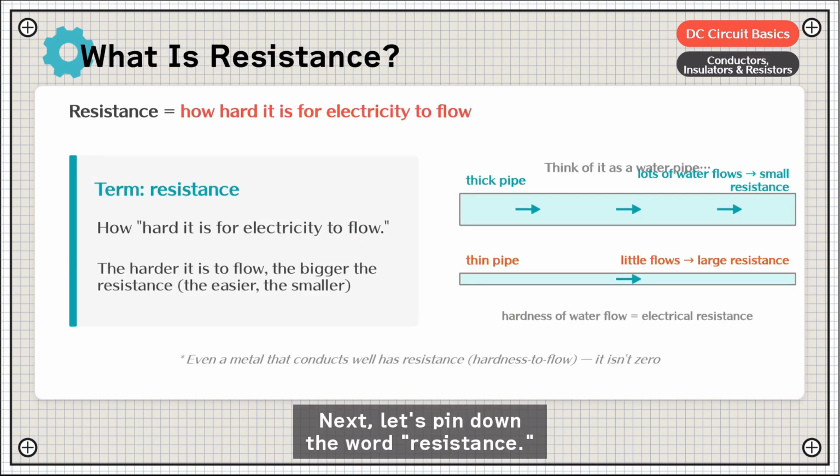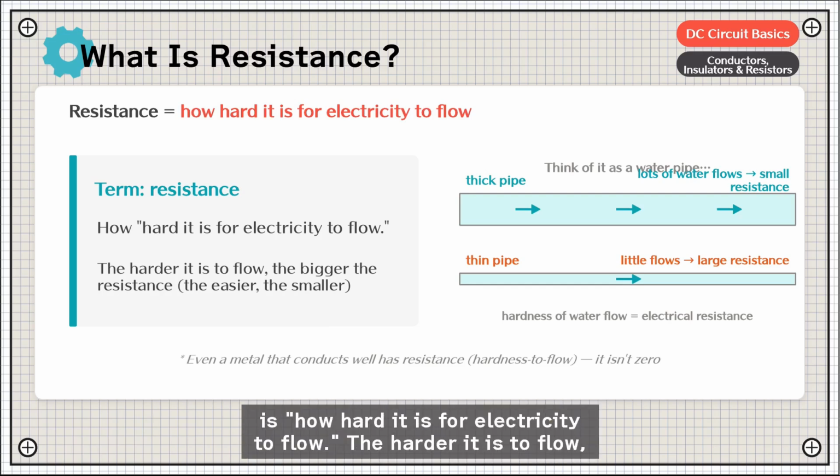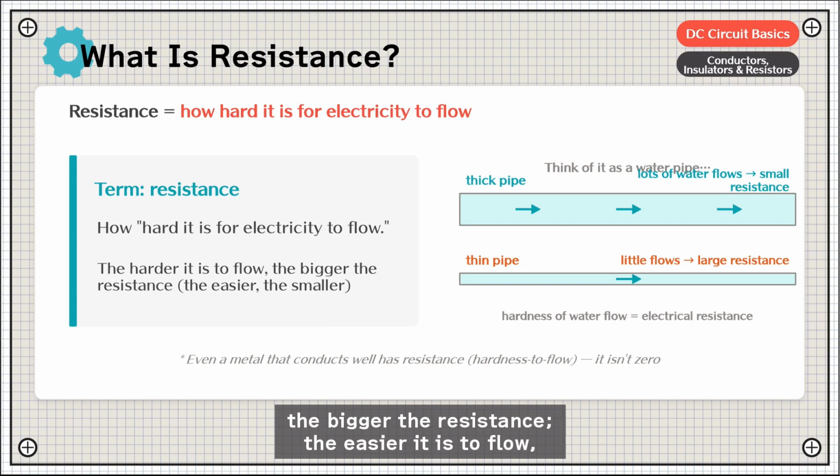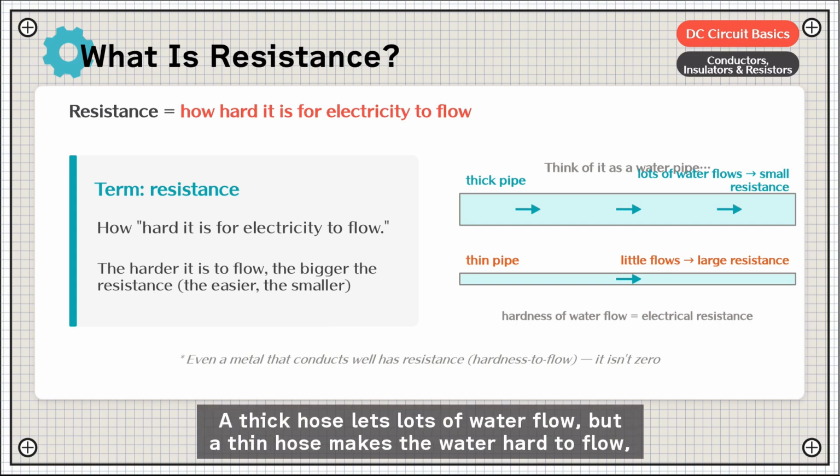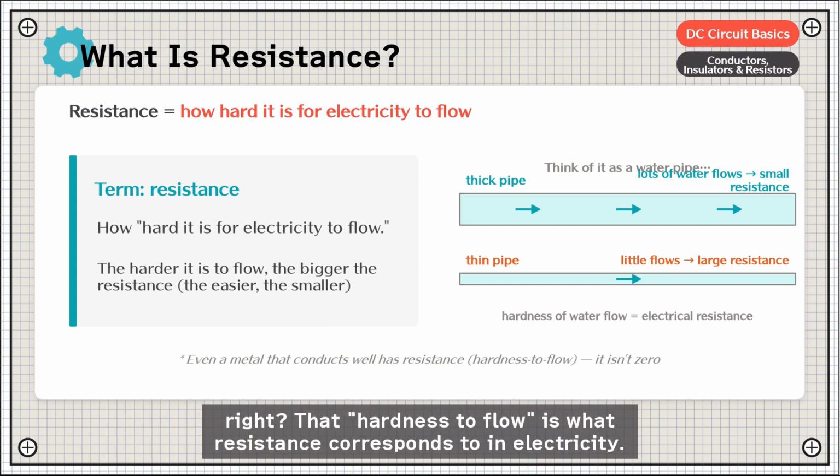Next, let's pin down the word resistance. Resistance, in a word, is how hard it is for electricity to flow. The harder it is to flow, the bigger the resistance. The easier it is to flow, the smaller the resistance. That's the relationship. Picture a hose carrying water. A thick hose lets lots of water flow, but a thin hose makes the water hard to flow, right? That hardness to flow is what resistance corresponds to in electricity.